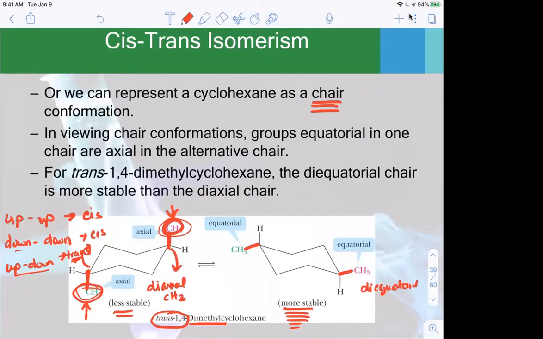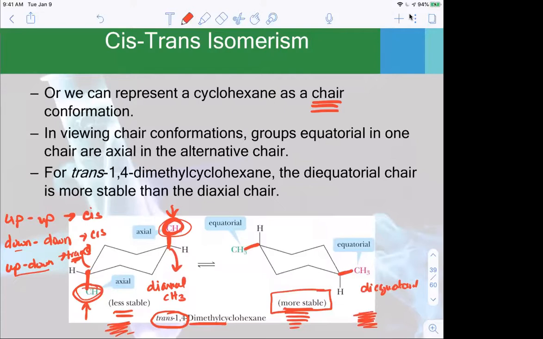Remember, every chair has two ring conformations. It's a ring flip between one conformation and the other. Anything that was in an axial position becomes equatorial in the ring flip, and anything that was in an equatorial position becomes axial in a ring flip. So here I go diaxial, diaxial. It flips to di-equatorial, di-equatorial. This is much more stable because my larger groups have a lot more room in those equatorial positions.